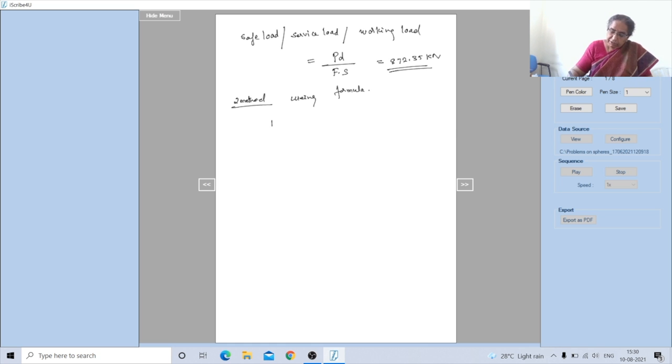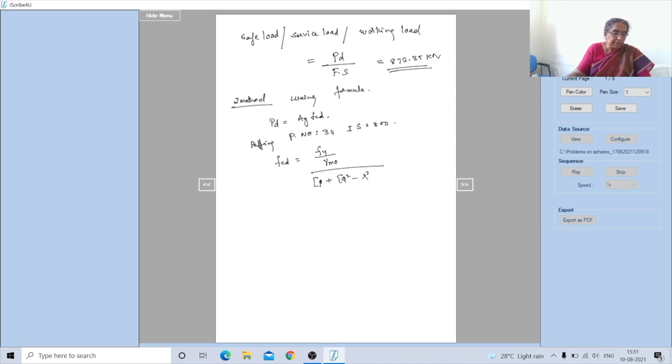Now, the basic equation is PD equal to AG into FCD. So, referring to page number 34 of IS 800, they have given how to calculate FCD. It is the same formula which we have used for the single angle or double angle. What formula is that? Fy into partial safety factor divided by phi plus root of phi square minus lambda square, equal to the stress reduction factor into Fy divided by the partial safety factor gamma m0, less than or equal to Fy by gamma m0.